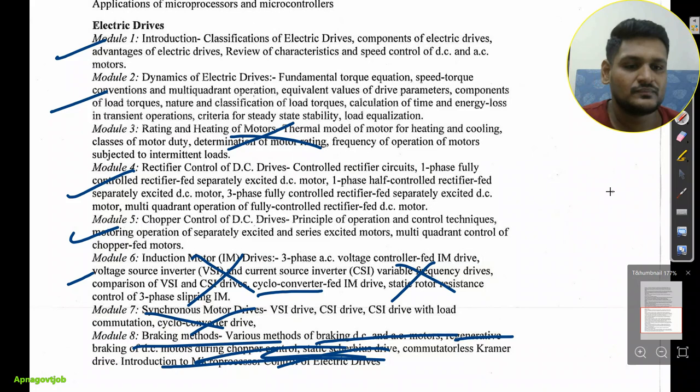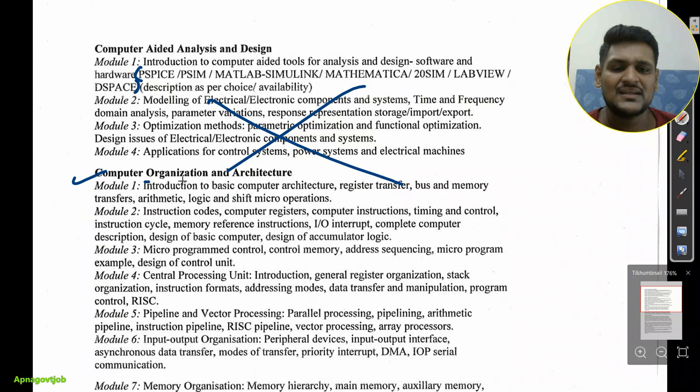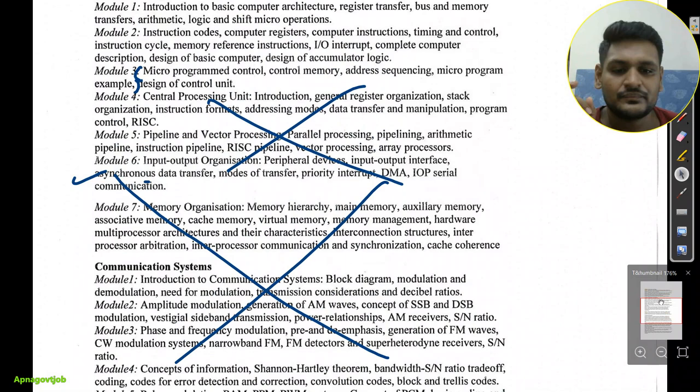Next is computer analysis and design. So what we have here? At least have a basic idea about this software. Why PSPICE is used, why PSIM is used, MATLAB simulation, why MATLAB is there. At least have a basic idea. Other things directly leave, do not touch. Then computer architecture. You can leave this completely because obviously it is not for you guys. They just added it for you also, but still you can leave this. So also skip this part. Then memory allocation also you can skip, don't do this.